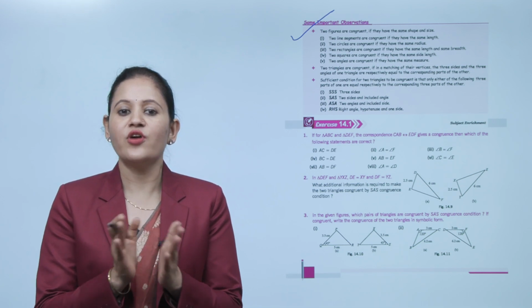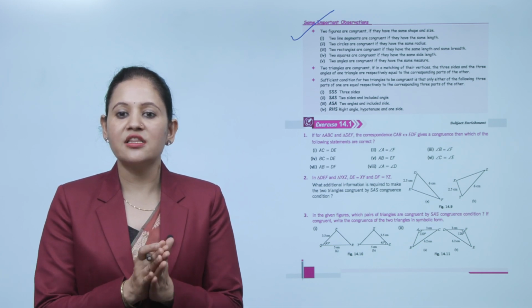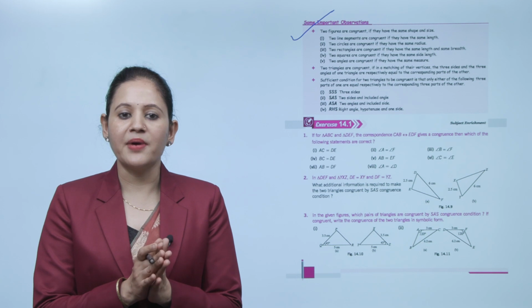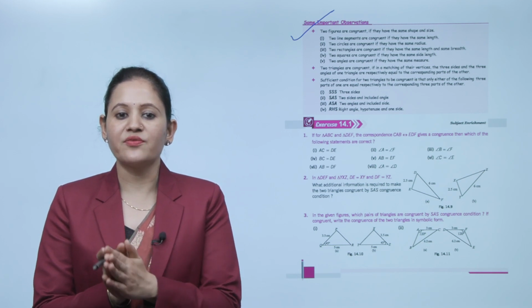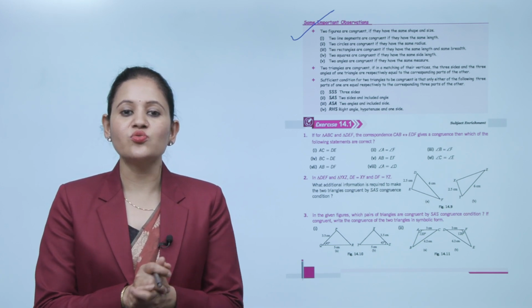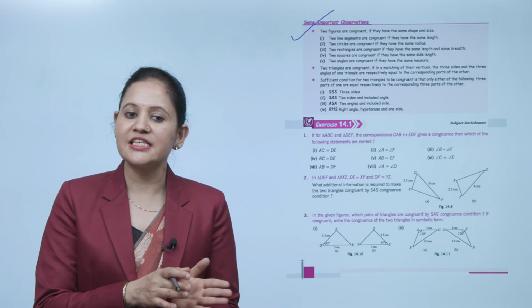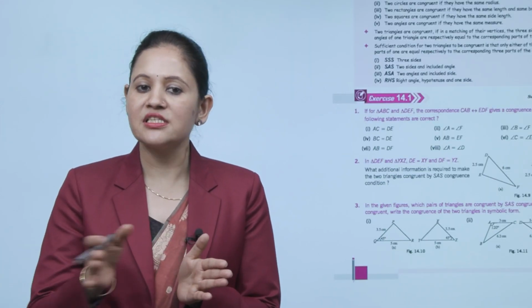A sufficient condition for two triangles to be congruent is that any one of the following three sets of parts of one triangle is respectively equal to the corresponding three parts of the other: SSS, three sides; SAS, two sides and the included angle; ASA, two angles and the included side; RHS, right angle, hypotenuse and one side.